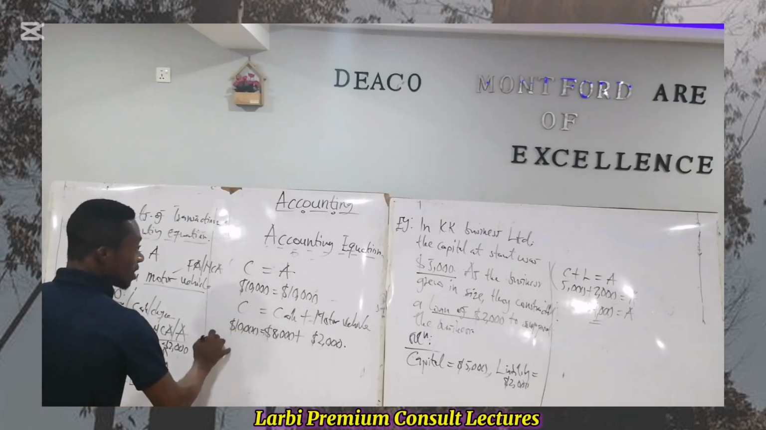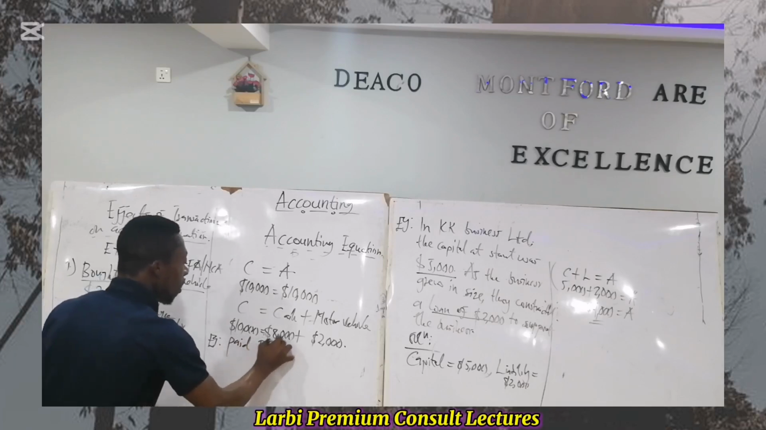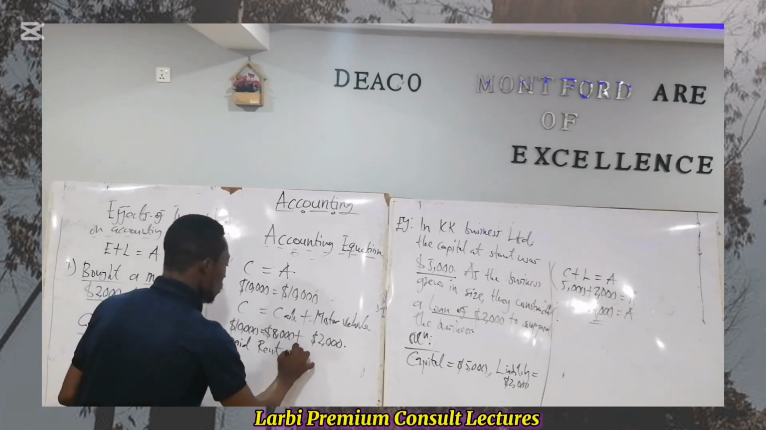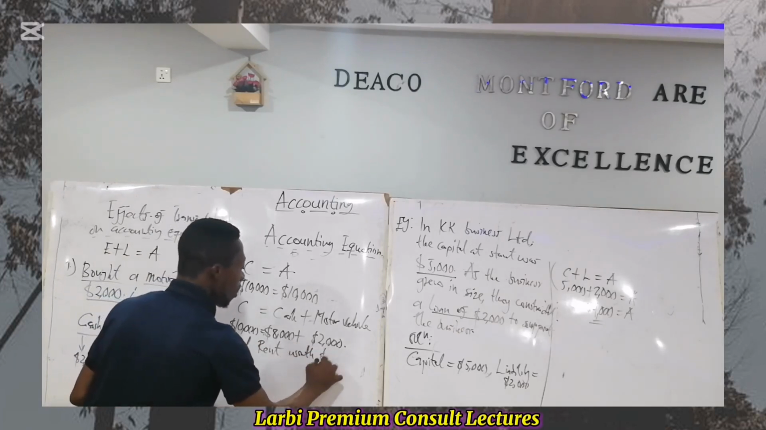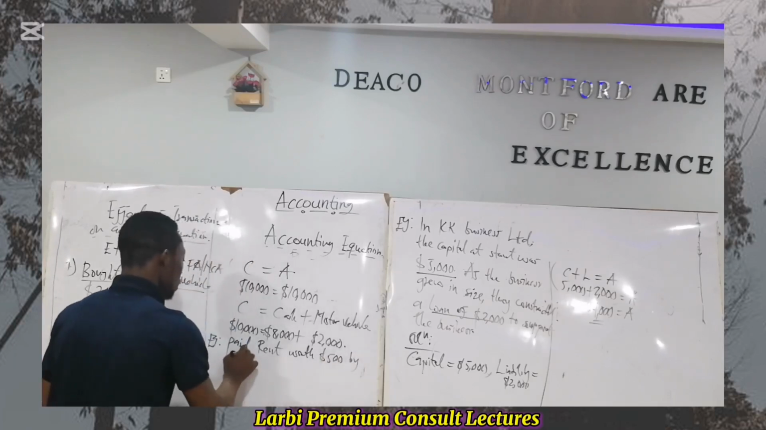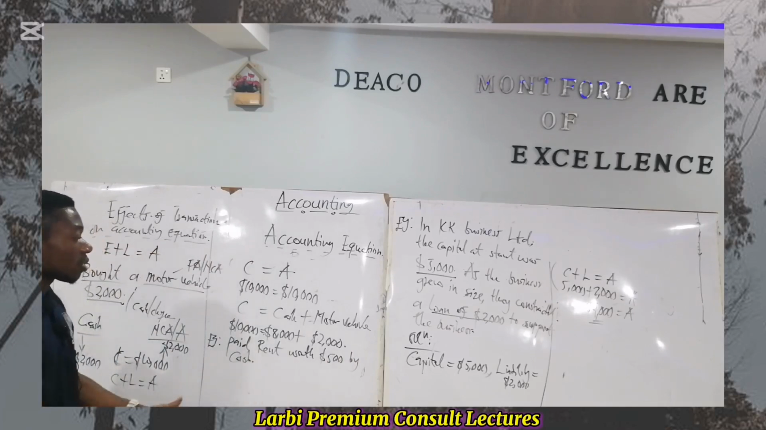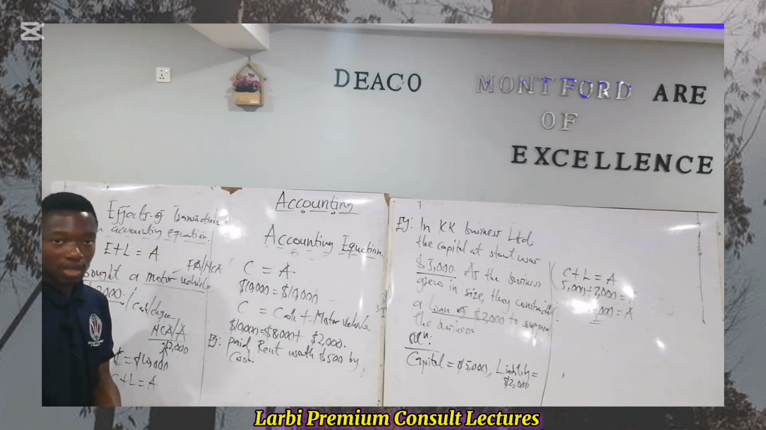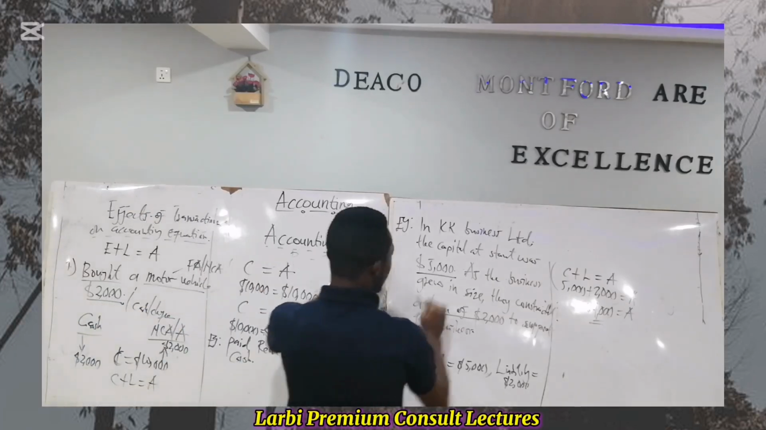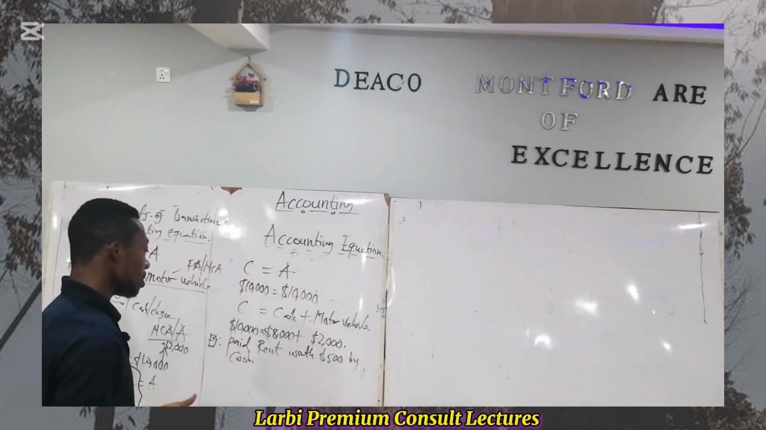What about this? Example 2. We paid rent worth $500 by cash. Paid rent worth $500 by cash. How do we go when it comes to the accounting equation?